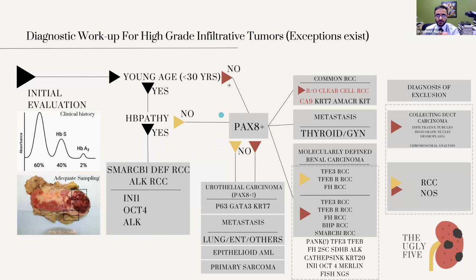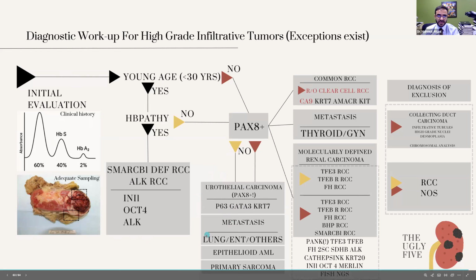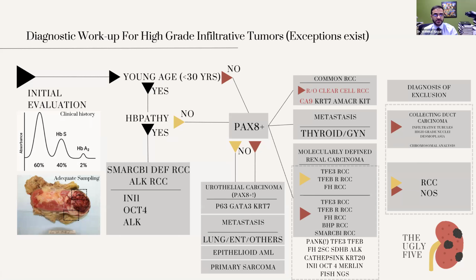If the patient is old or if there's no hemoglobinopathy, we should check for PAX8 expression. If there's PAX8 expression, we might consider this tumor as renal primary. If there's no PAX8 expression, urothelial carcinoma should come to mind. But again, we should remember that one-fifth of the cases can express PAX8. And for urothelial carcinoma, again, I like P63, GATA3, and keratin 7 expression. It can be metastasis. Again, the most common metastasis is lung. It can be epithelioid AML, and I didn't talk about these entities, but primary sarcomas, or sarcomas arising from the perirenal or retroperitoneal area, should also be considered when you have really crazy, interesting tumors.